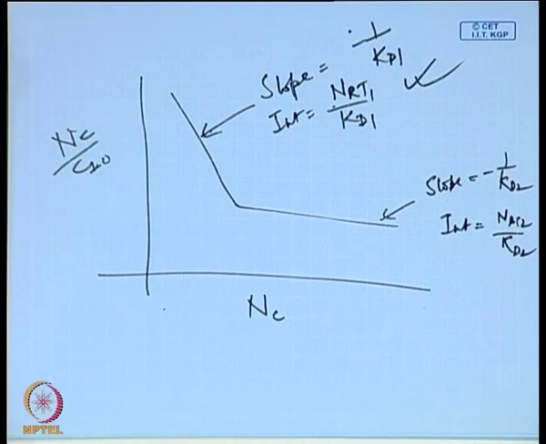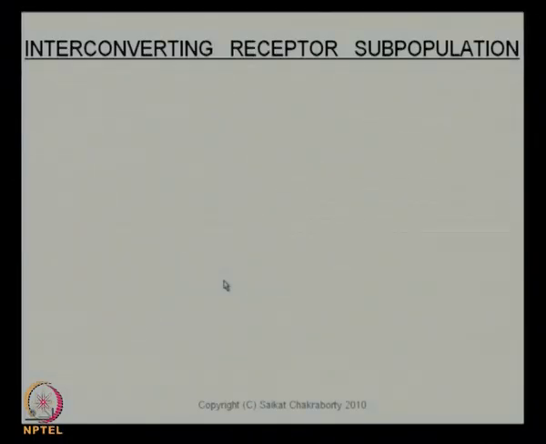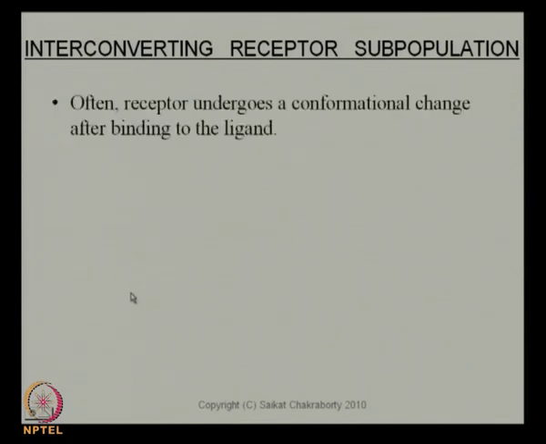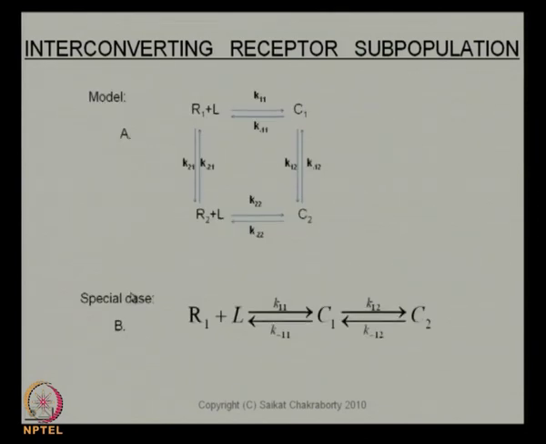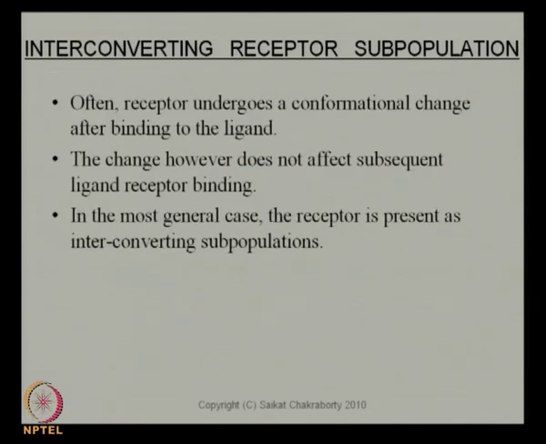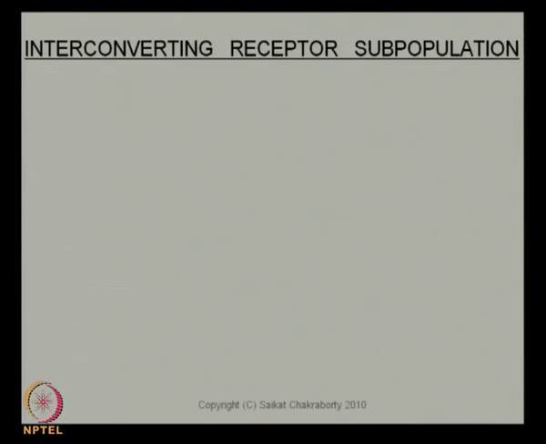Now, let us look at some other variations of the problem. What we are going to talk about now is interconverting receptor subpopulations, where the receptors convert into each other in two different forms. In the previous part of the lecture, we talked about receptors that work completely independently of each other and bind to the ligand independently. What we are going to talk about now are cases where the receptors bind, but they do not bind independently.